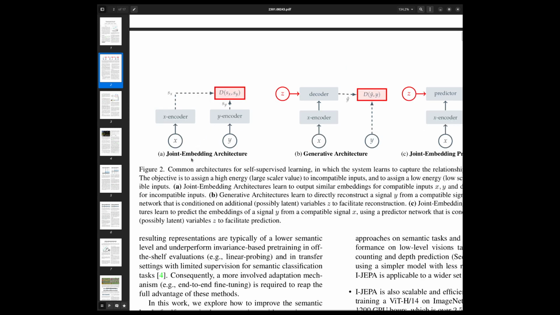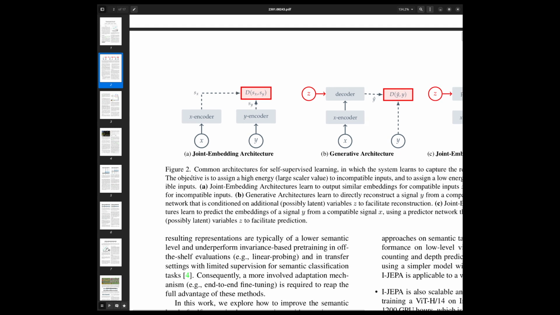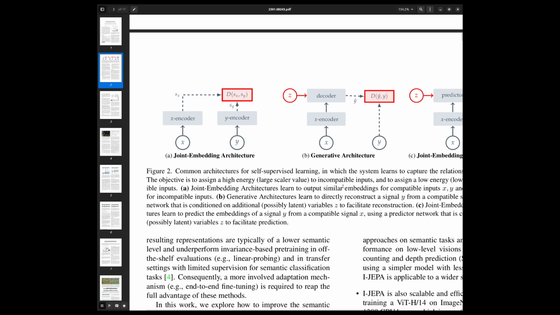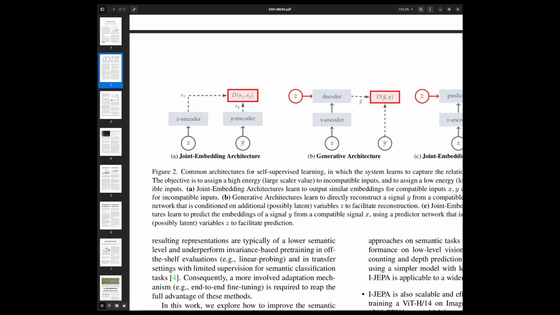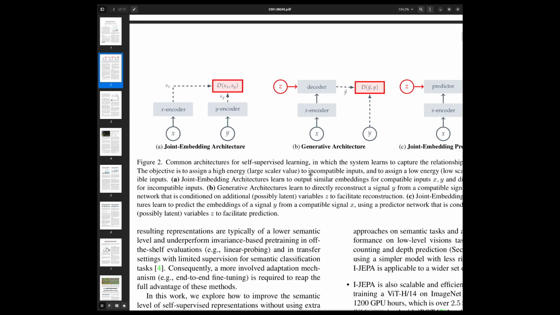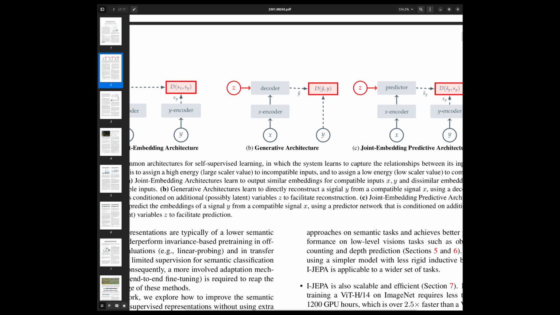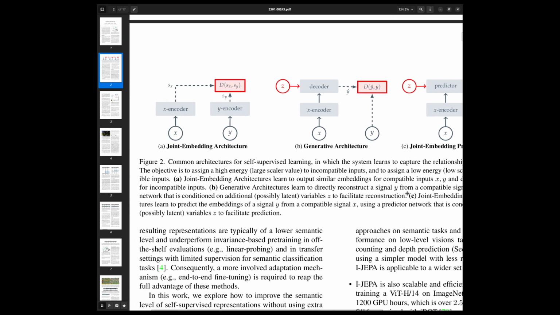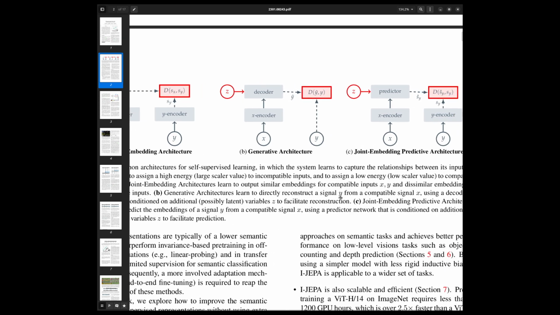Okay, so here it's talking about the method, right? A common architecture for self-supervised learning: the system learns to capture the relationship between its inputs. The objective is to assign a high energy, a large scalar value, to incompatible inputs, and to assign low energy, low scalar values, to compatible inputs. A is the joint embedding architecture, which learns to output similar embeddings for compatible inputs x and y. So here we have two views of the same image and two encoders. This is like DINO, the common approach. And then the generative architecture learns to directly reconstruct a signal y from a compatible signal x, using a decoder network conditioned on a possible latent variable z to facilitate the reconstruction.